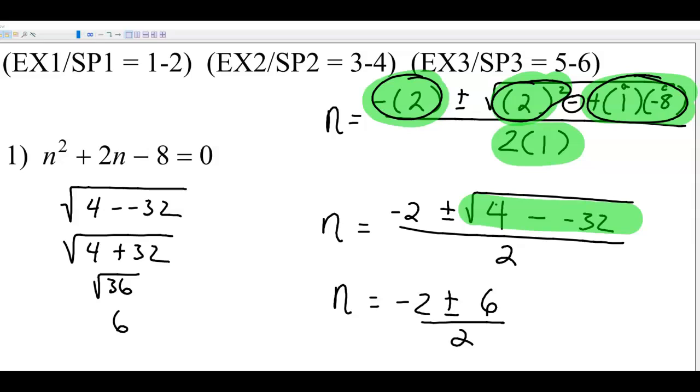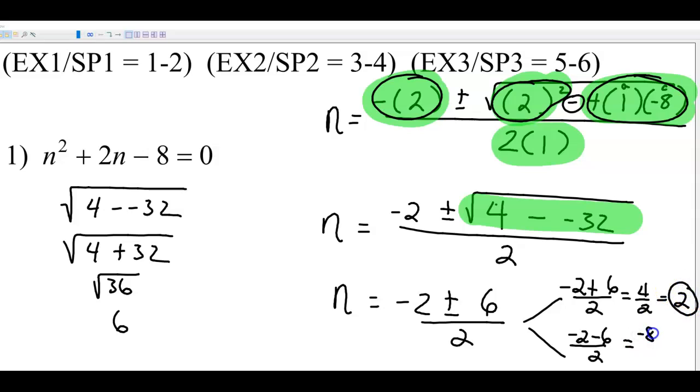All right. Now, what I'm going to do is split this up into two problems: one where it's plus 6 and one where it's minus 6. So I have negative 2 plus 6 over 2, and then negative 2 minus 6 over 2. For this one, I'm going to get 4 over 2, which is 2, and for this one, negative 8 over 2, which is negative 4. So apparently, the value of n that would make this equation equal 0 has two answers. n could be 2, or n could be negative 4.